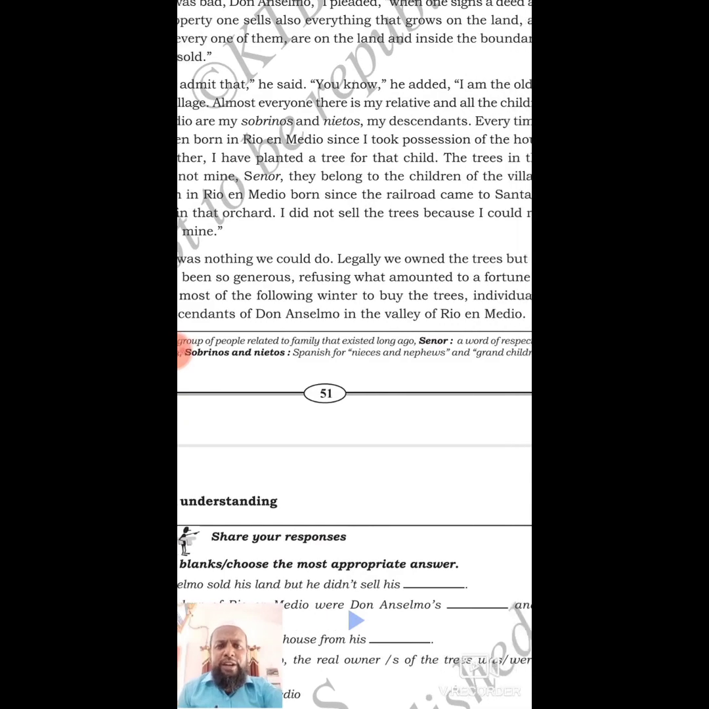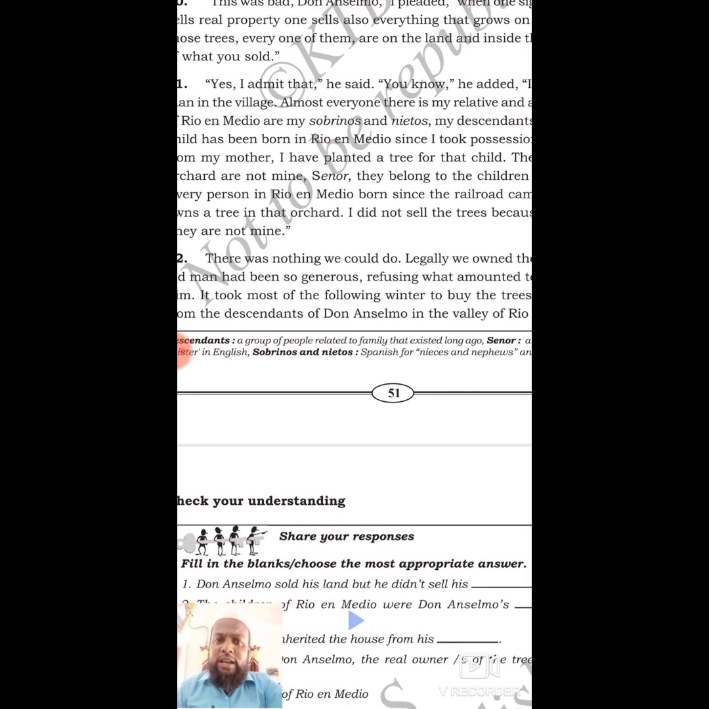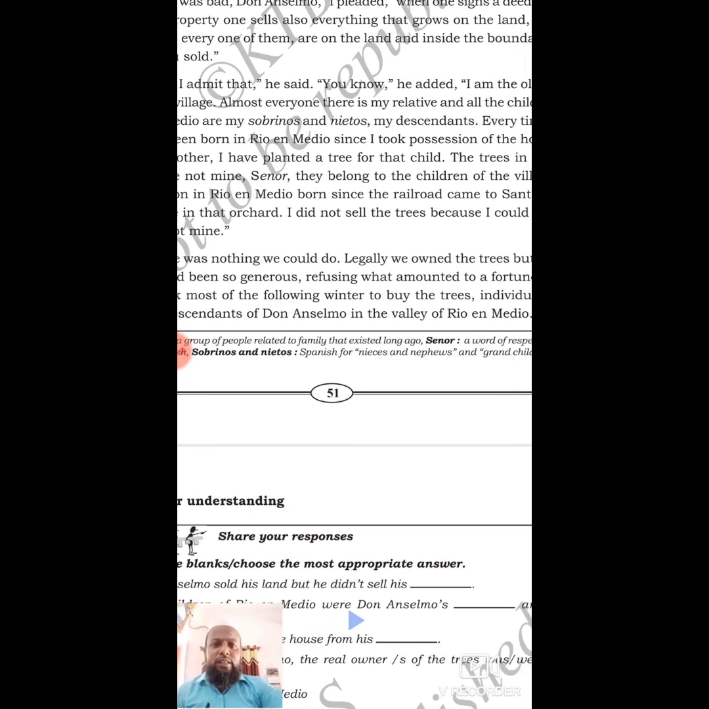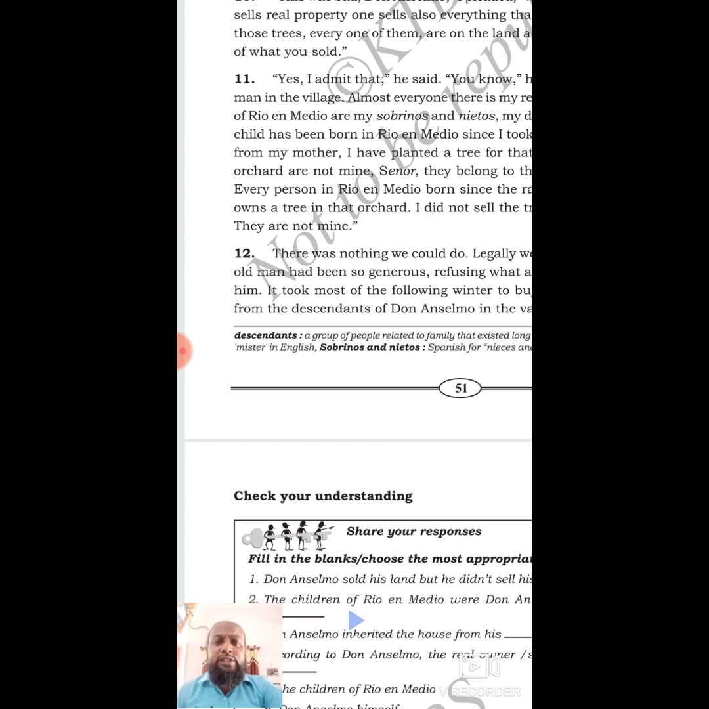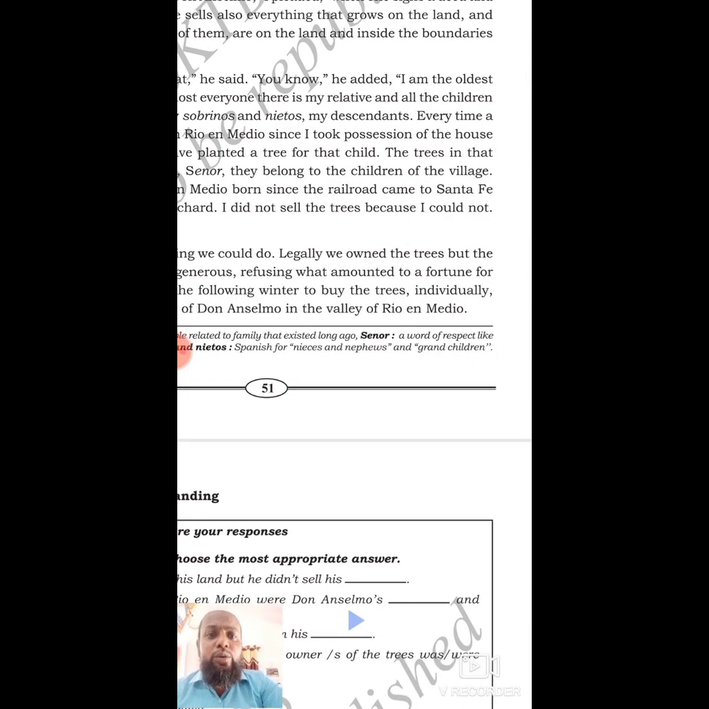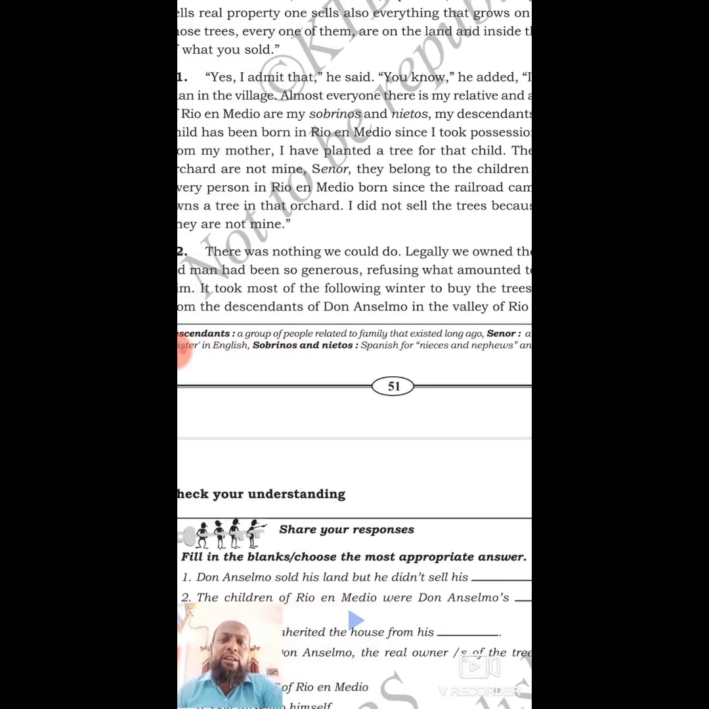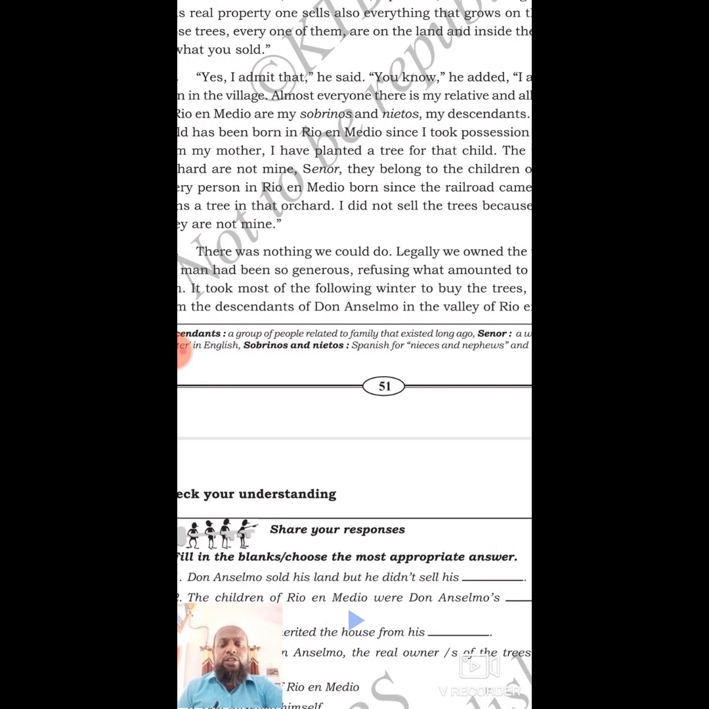I have planted a tree since then. The trees in that orchard are not mine, Senator, sir. They belong to the children of the village. Every person in Rio en Medio born since the railroad came to an end owns a tree in that one orchard. Since then the trees have been growing, so I can't stop them playing there.